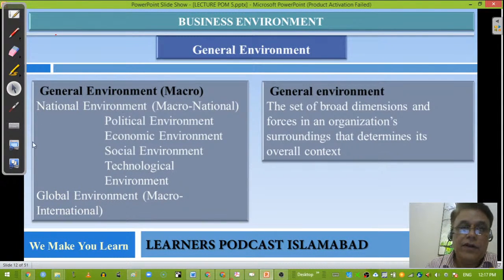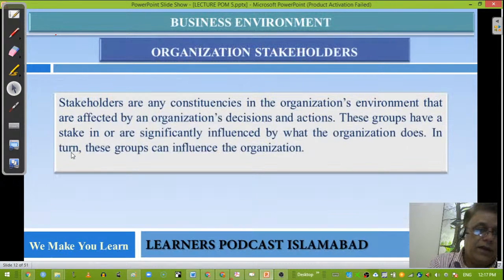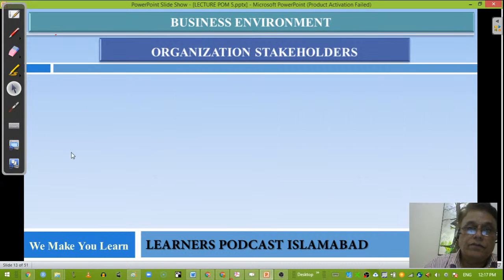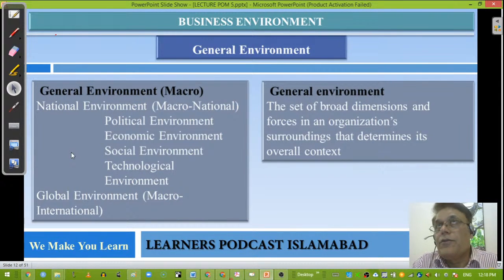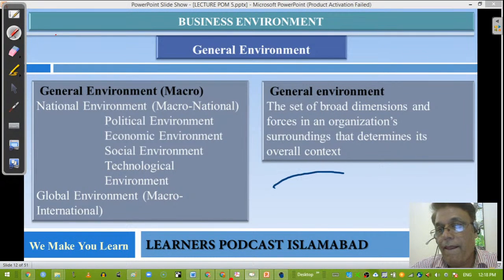General environment. What are the forces that lie outside the business, the external environment? They are basically the broader forces, which do not have a direct or specific impact on the business. They have a general impact. It is kind of an umbrella force which has an effect on all types of industries working under it. So what are these forces?